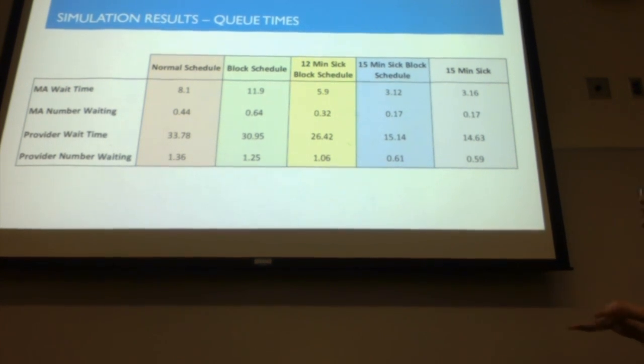Then we're going to look at some queue time. The MA wait time is how long a patient waits for an MA, and the provider wait time is how long a patient waits for a provider. And the MA number waiting is, on average, how many patients are waiting for the MA, and the provider number waiting is the same, or how many patients on average are waiting for a provider. So as you can tell, as the sick schedule or sick appointment time increases, the MA waiting time, provider waiting time, and the queue length decrease.